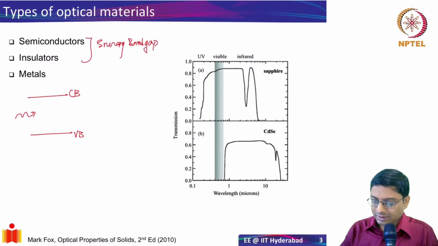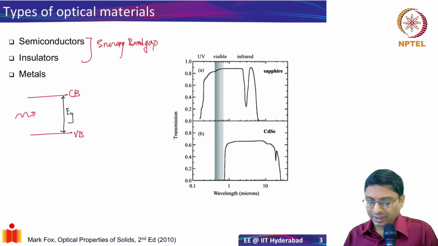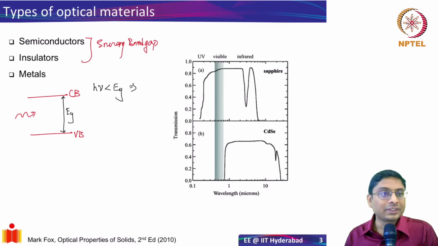Well, the semiconductor will have a certain band gap, which let's call Eg, and let's say my photon has a lesser energy than the band gap. What do you expect will happen? If h nu is less than Eg, the photon does not have enough energy to excite a carrier from the valence band to the conduction band, so the photon is transmitted.